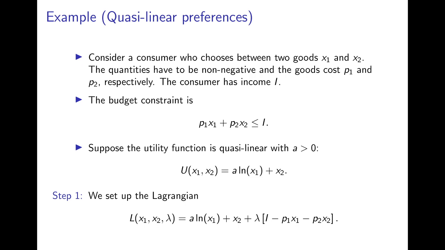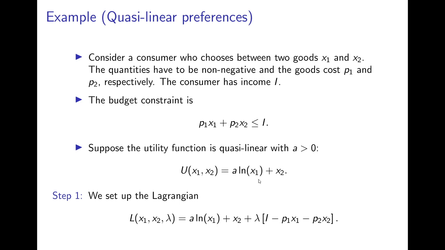We consider a situation where consumers choose between two goods x1 and x2, and now the quantities of the two goods have to be non-negative. The costs are again P1 is the price of good 1 and P2 the price of good 2. Then the consumer has income I, and now the budget constraint holds with an inequality constraint basically. So P1 times x1 plus P2 times x2 must not be strictly greater than I, but it can be strictly smaller than I. The utility function now is quasi-linear.